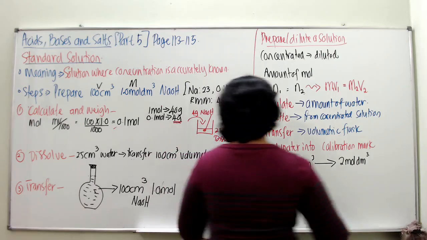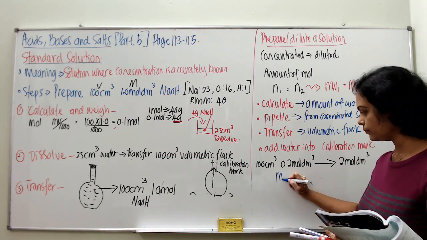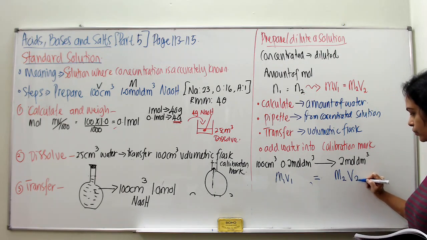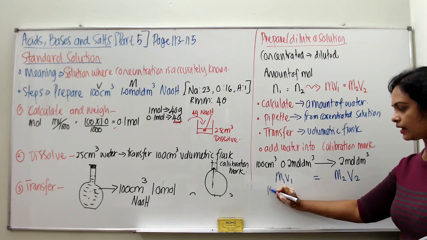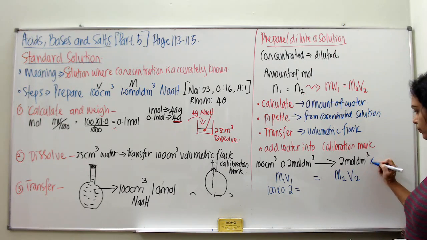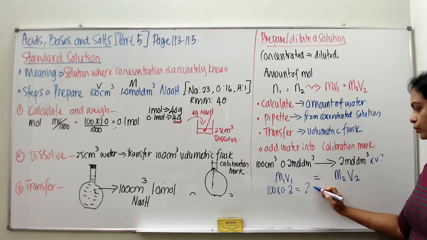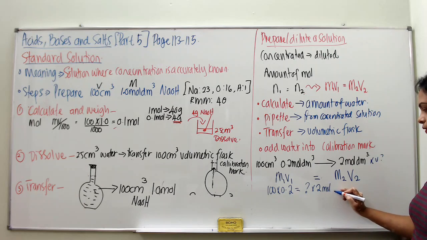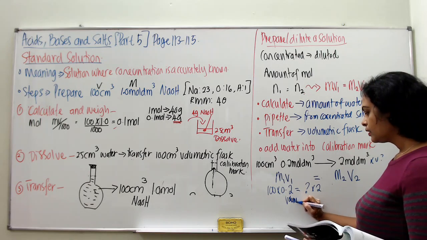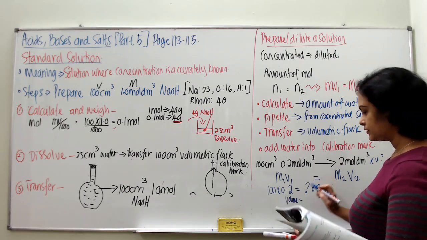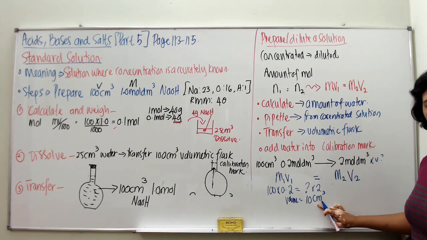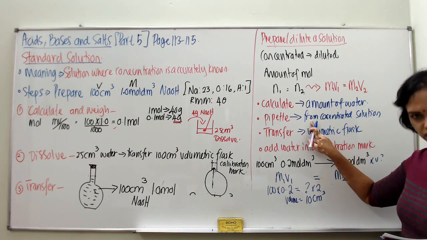Alright, so this is where your M1V1, M2V2 comes in. M1V1 is equivalent to M2V2. Now, M1V1: 100 times 0.2 is equal to, you don't know the volume, so volume times 2 mole per dm cube. Just put 2. So the volume you are supposed to get is 10 cm cube. Can you see? This 10 cm cube is the one that you will pipette from the concentrated solution.